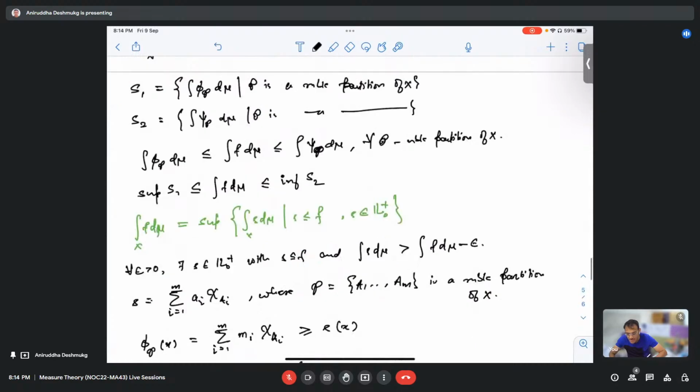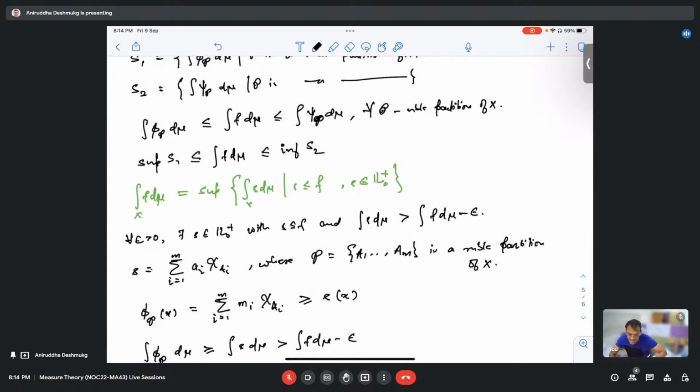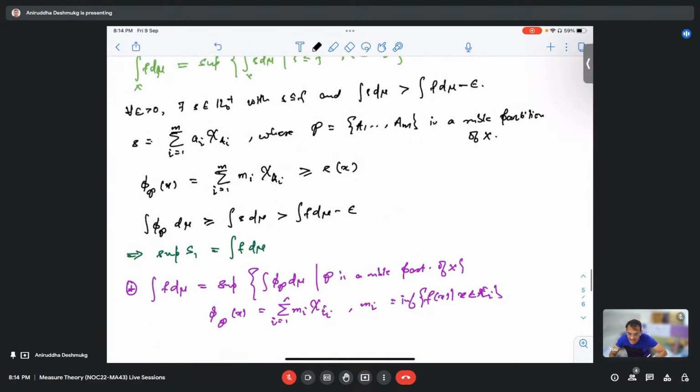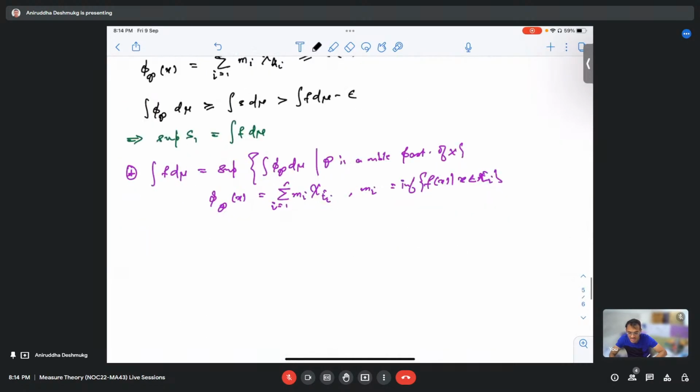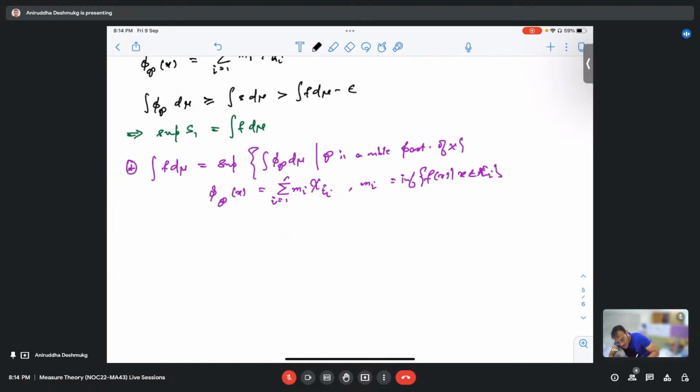Now the next question: whether the infimum of S2 is equal to the integral of f d mu. And here is the point where the measure of X being finite will come into the picture. So for that, let us look at this function. Let us define g as M minus f. Is this a non-negative measurable function?